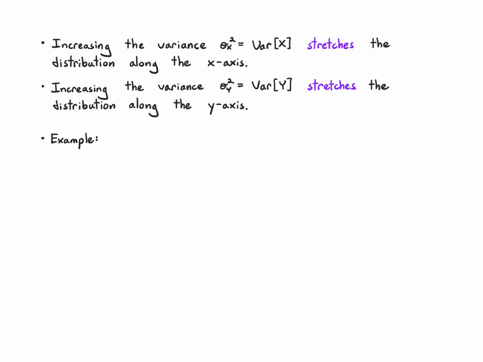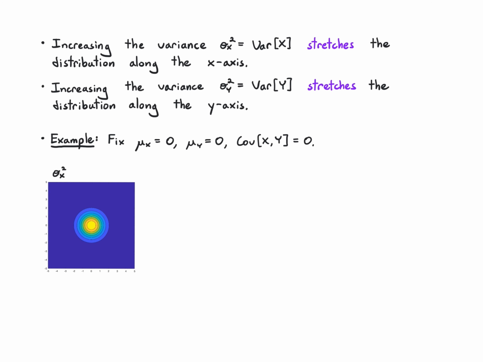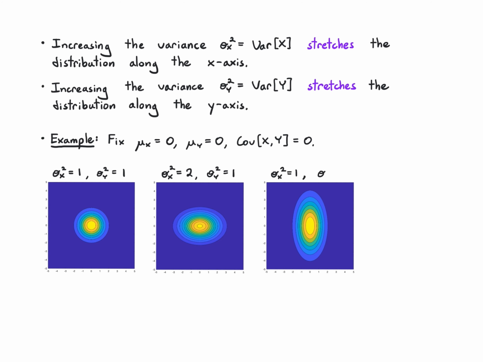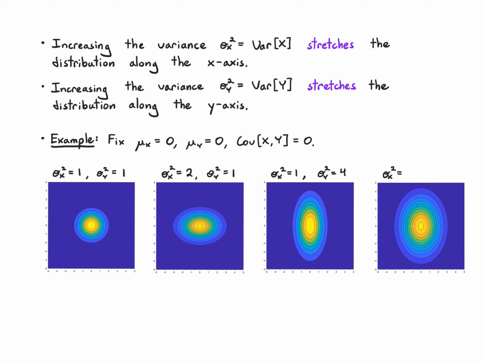As an example, now let's hold the means fixed to 0. Let's hold the covariance again to 0. And we'll start again with our basic plot with variances 1. Then we'll increase along the x-axis and see the stretch, along the y-axis to see the stretch, and then both. We see that both axes are stretched out.